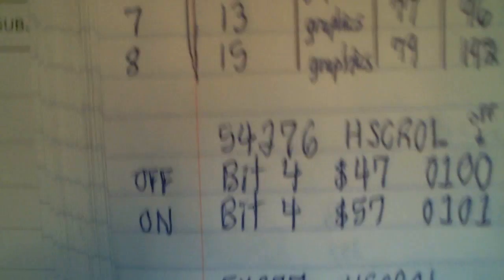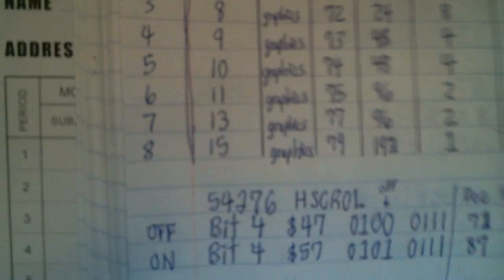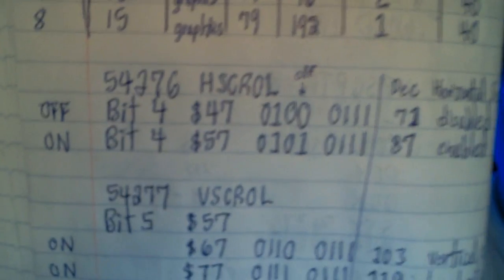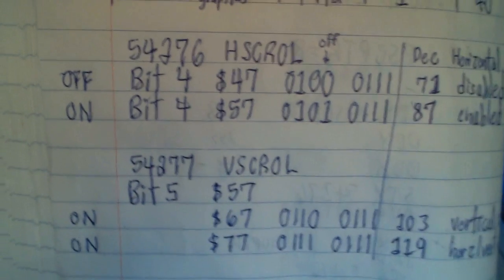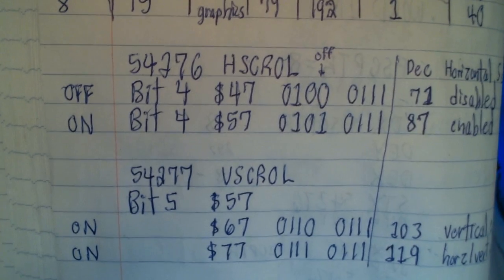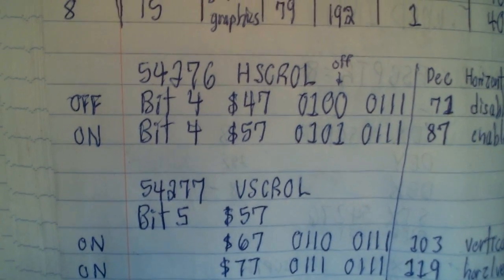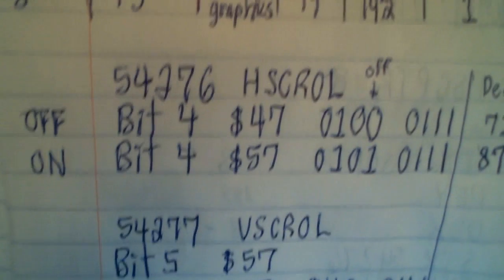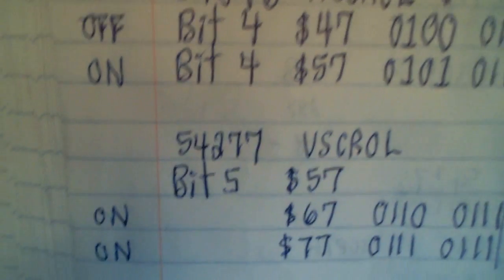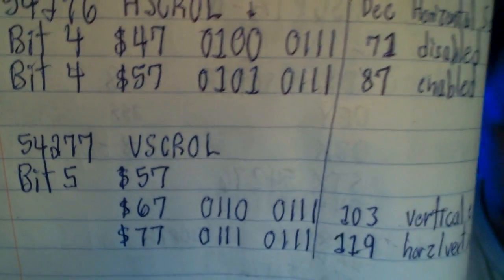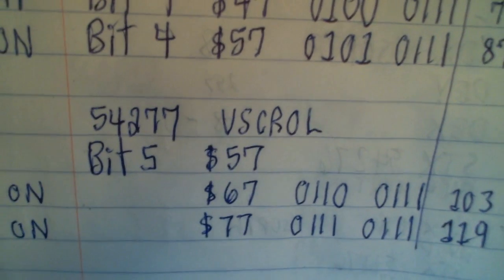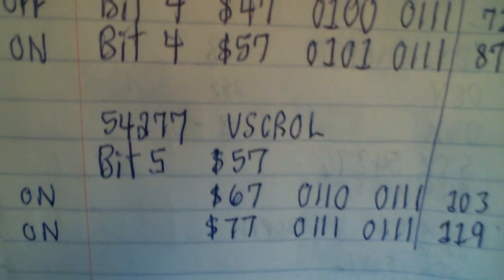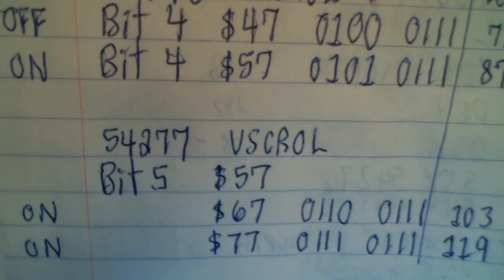Actually, I'll show you this part first. At the bottom here, I'm going to get this book to freeze there for a minute. You see where it says 54276 HSCROL? That's the horizontal scroll. Right below that, we'll focus on the vertical scroll for now, because I've got them both in this program so I can demonstrate them both, but in this example I wanted to show you the bottom. Yeah, it's on the bottom here. You see where it says bit 5? That means display list line number 5.